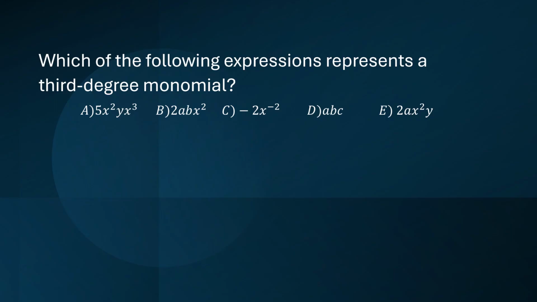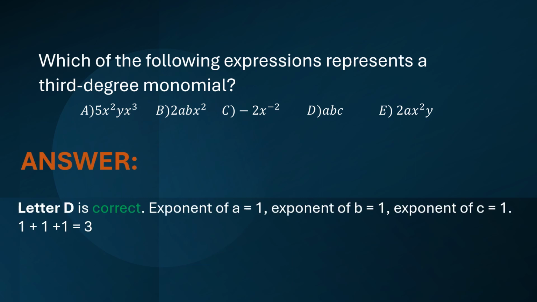Next question. Which of the following expressions represents a third-degree monomial? So letter A, 5x squared y x cubed. Letter B, 2abx squared. Letter C, -2x to the -2. Letter D, abc. Letter E, 2ax squared y. I'll show the answer in 3, 2, 1.